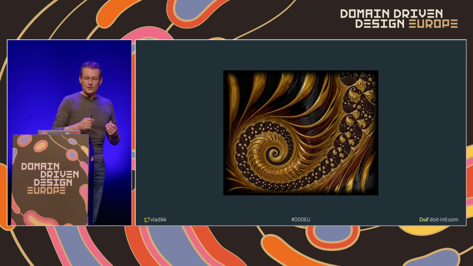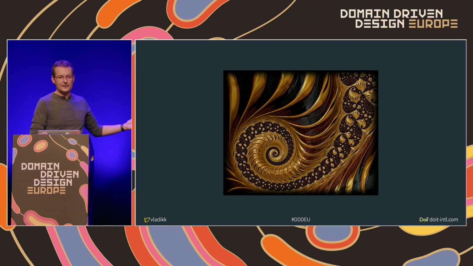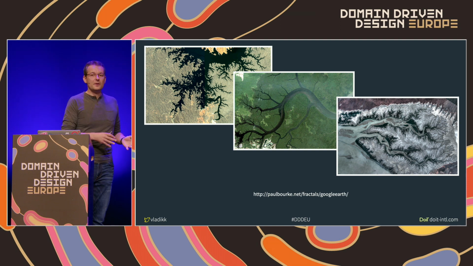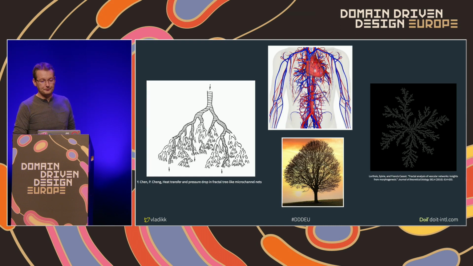So what is popular in nature is not these mathematical fractals, but fractal topology of networks. And they are really everywhere. Here are a few screenshots from Google Earth. These branches of rivers, they're not exactly the same as in mathematical fractals, but they are self-similar in the way the network branches across different scales.